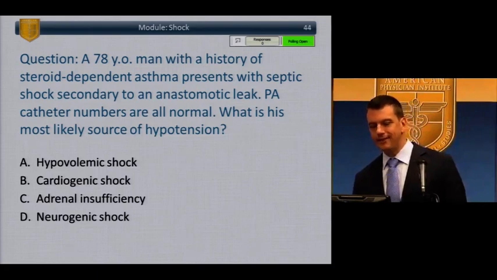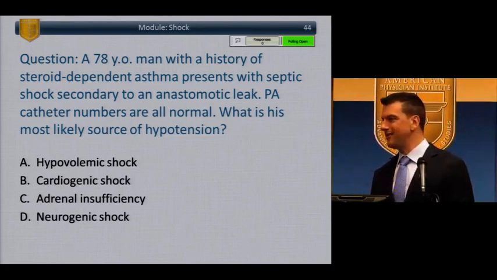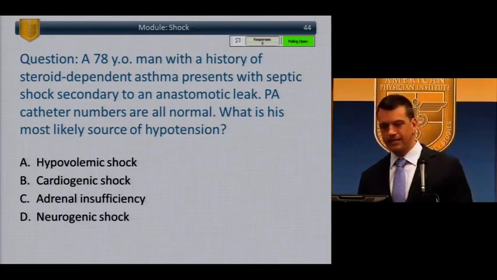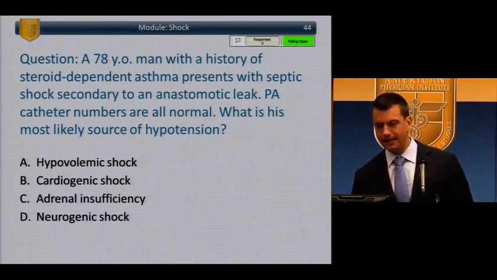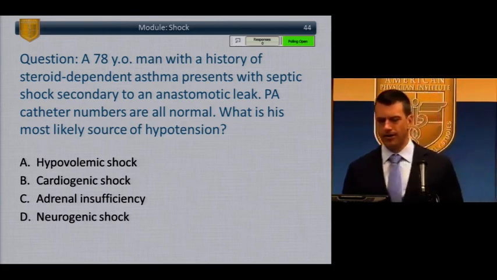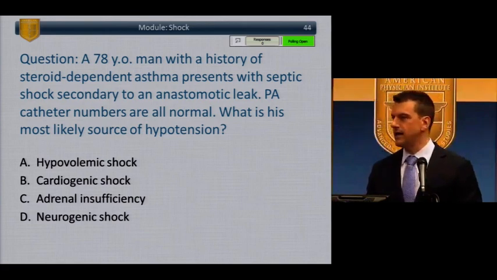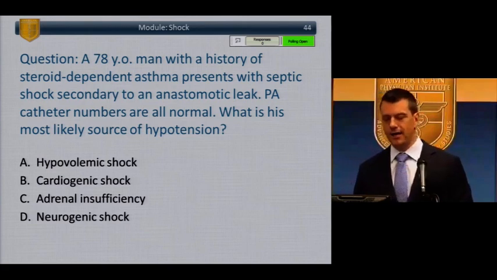We have a question. A 78-year-old man presents with a history of steroid-dependent asthma. He's in septic shock due to an anastomotic leak. His PA catheter numbers are all pretty normal. What's the most likely cause of his hypotension? Hypovolemic shock, cardiogenic shock, adrenal insufficiency, or neurogenic shock?